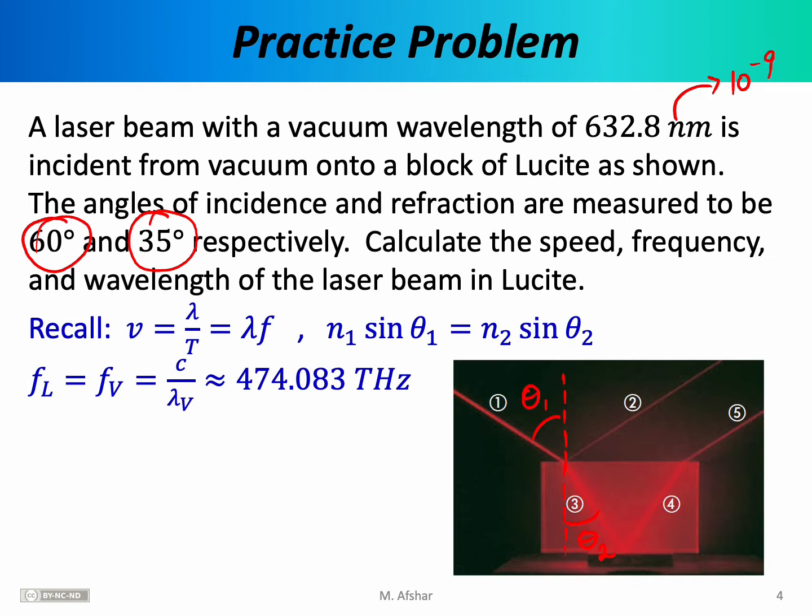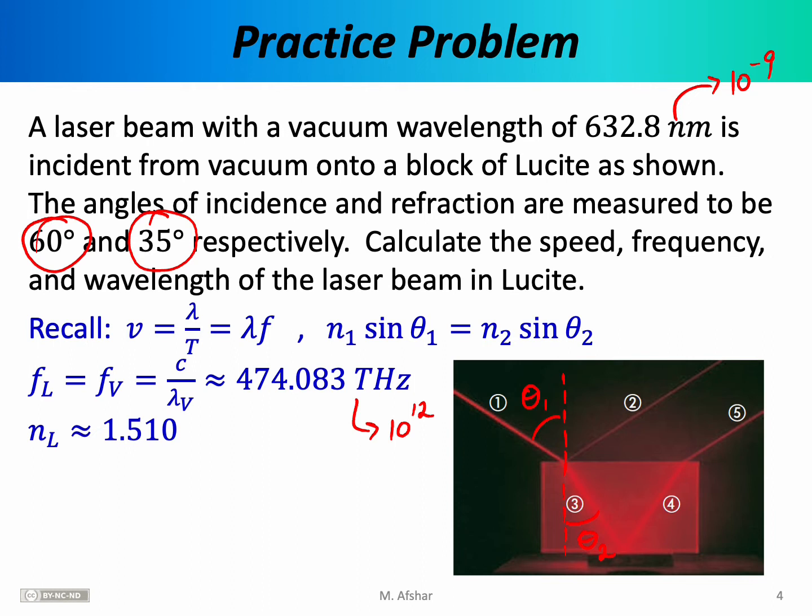So that allows us to calculate the frequency inside lucite to be 474.083 terahertz. And recall that the prefix tera indicates 10 to the 12. Next, we're going to calculate the index of refraction of lucite.